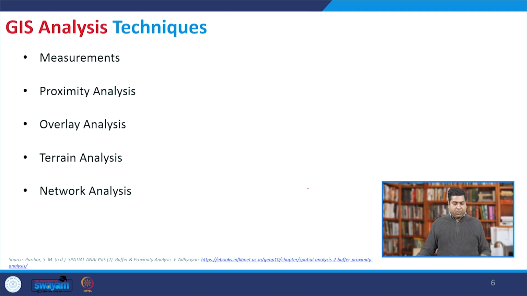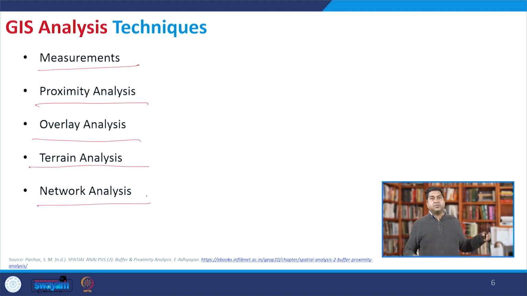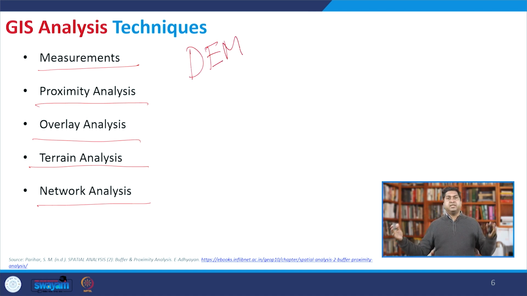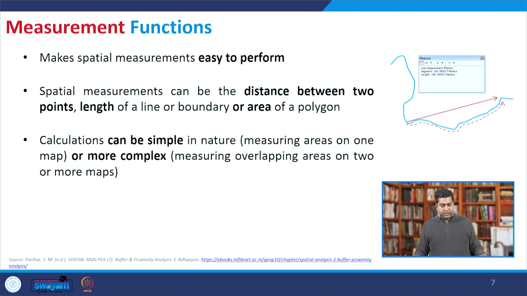If I talk about the analysis techniques, you can do some measurement, you can perform proximity analysis, overlay analysis, terrain analysis, network analysis, and this list is very long, because depending on your purpose, you can even do some watershed analysis, and some digital elevation modeling. There are many such tools available by which you can do complex analysis spatially as well. So let us go one by one.